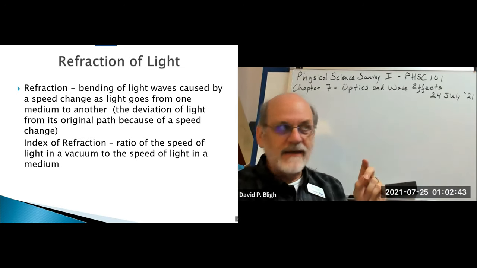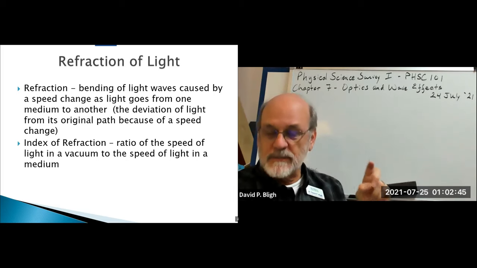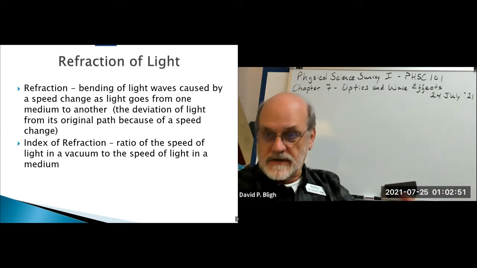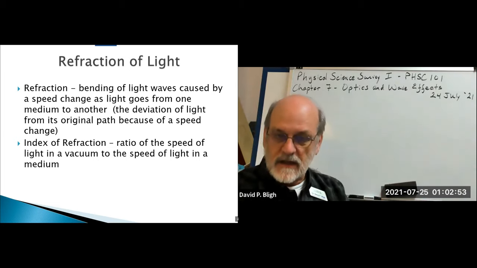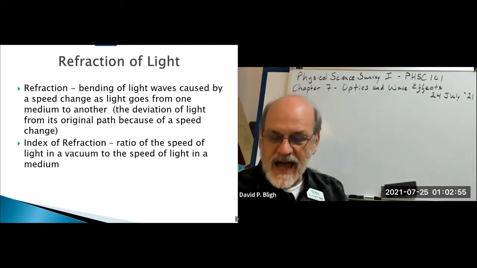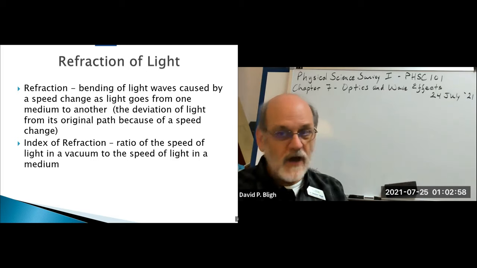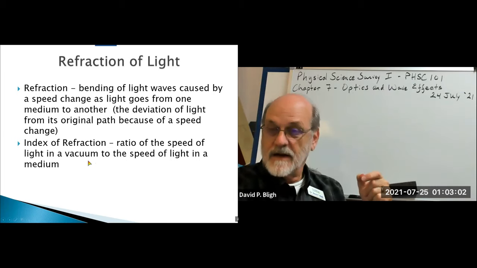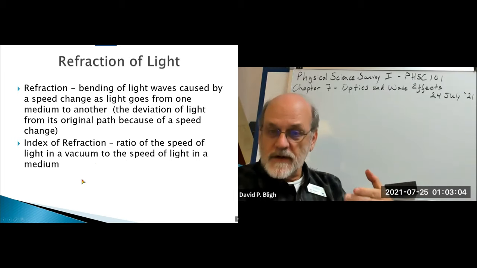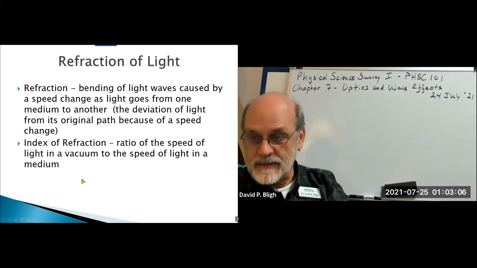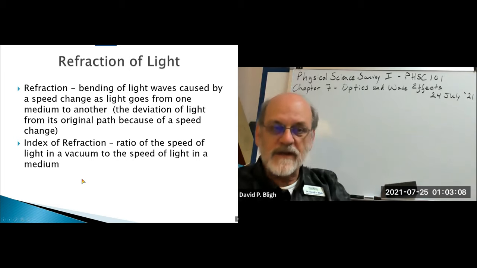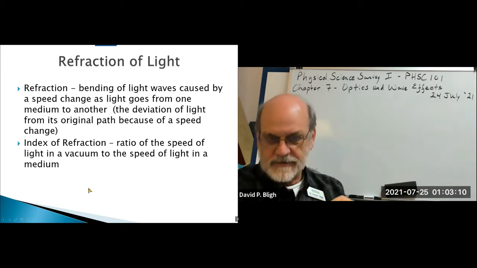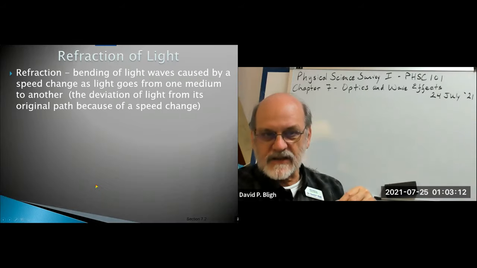We need to define the difference between media in terms of their index of refraction. That is, how does the medium quantitatively change the speed of light? And it's always compared to the speed of light in a vacuum. So we ratio the speed of light through the medium under investigation with the speed of light in a vacuum. And that is the index of refraction.